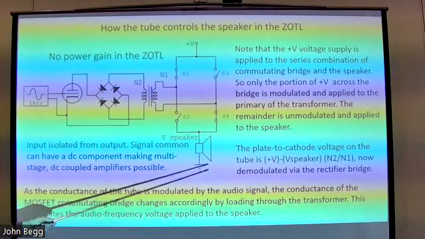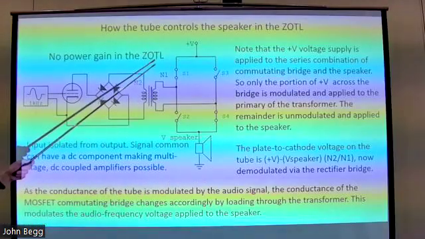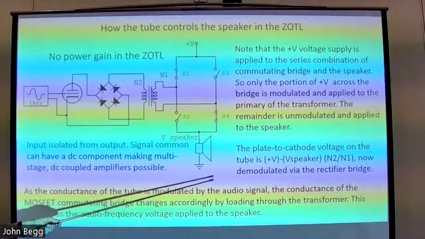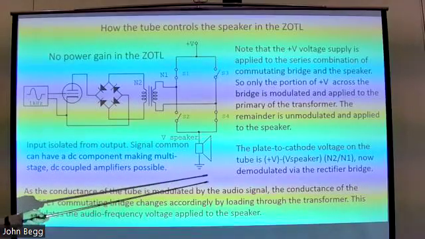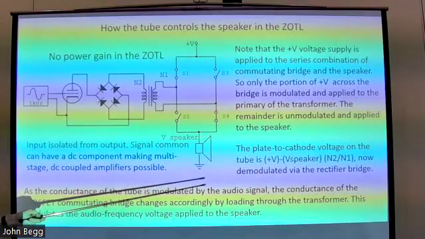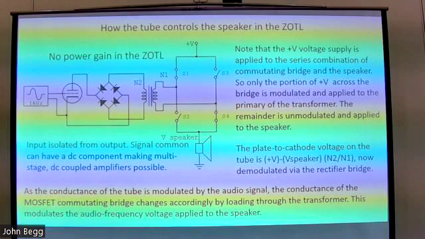The plate to cathode voltage on the tube follows this equation. It's V plus minus the speaker voltage times the transformer ratio, N2 over N1, now demodulated by the rectifier bridge. So it's a mouthful, but that's basically how the ZOTL controls the speaker.